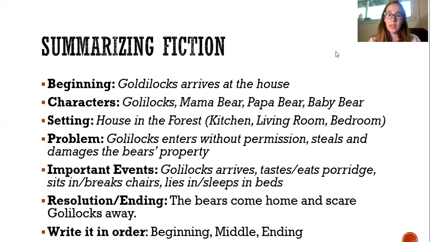So now before I actually begin the task of writing out the summary, I'm going to plan it. So I'm going to fill out this chart. What happens at the beginning? Goldilocks arrives at the house. Characters: Goldilocks, Mama Bear, Papa Bear, Baby Bear. The setting is the house in the forest, in the kitchen, living room, and bedroom. The problem is that Goldilocks enters without permission, steals, and damages the bear's property. The important events are that Goldilocks arrives, she tastes and eats the porridge, she sits in and breaks the chairs, she lies in and sleeps in the beds. The ending is that the bears come home and scare her away. And again, we're going to remember to write it in order from beginning, middle, and ending.